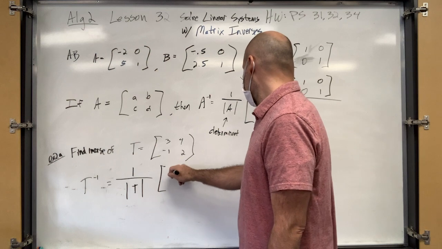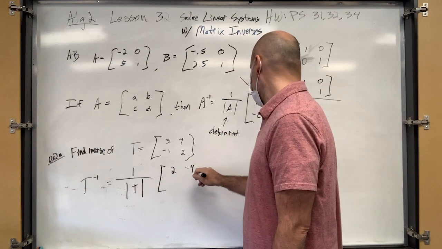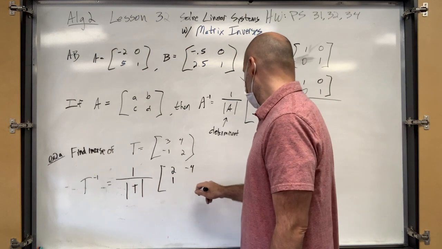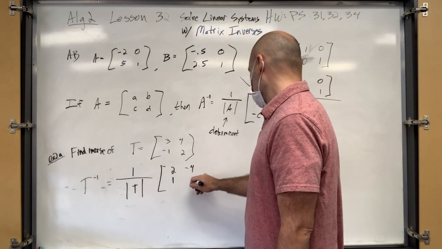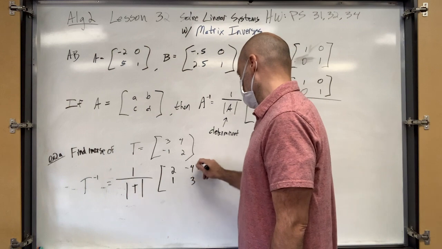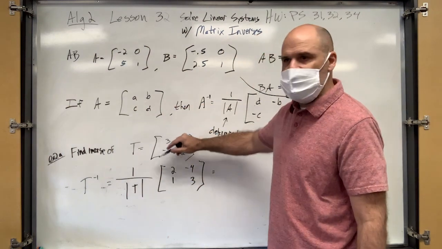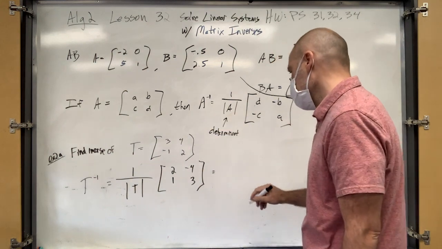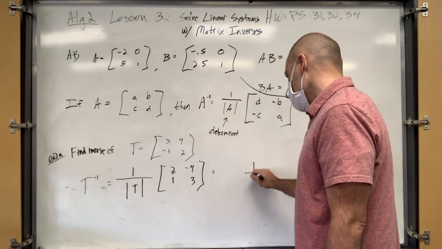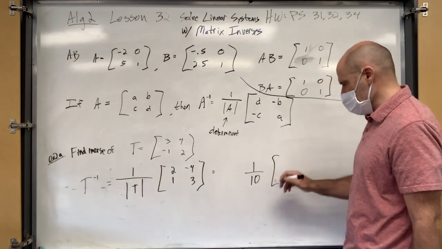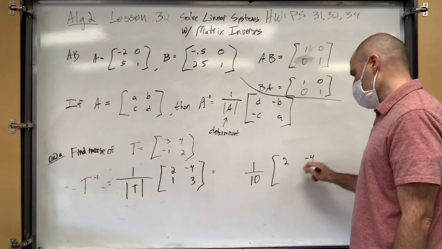You do the upside down fish method. It's like 3 times 2 minus -1 times 4. Yep, 3 times 2 is 6, minus -4, which is +10. So this is 1/10 times this matrix, which is 2, -4, 1, and 3.